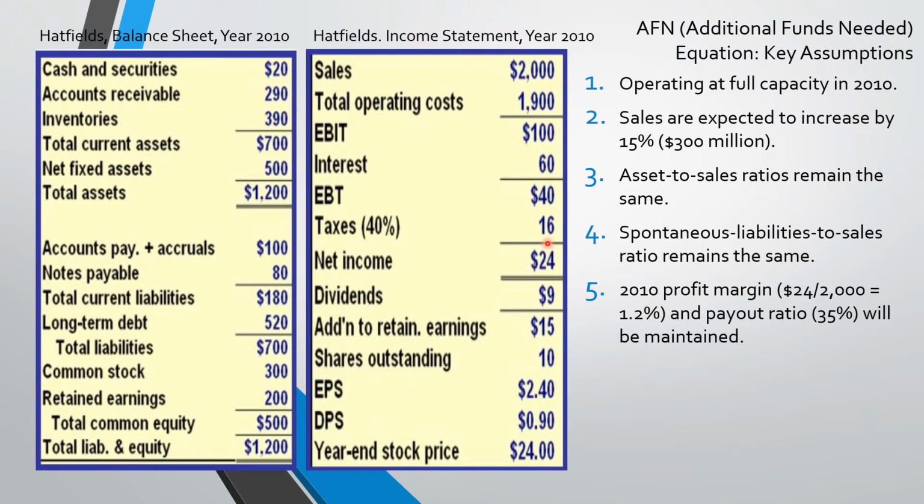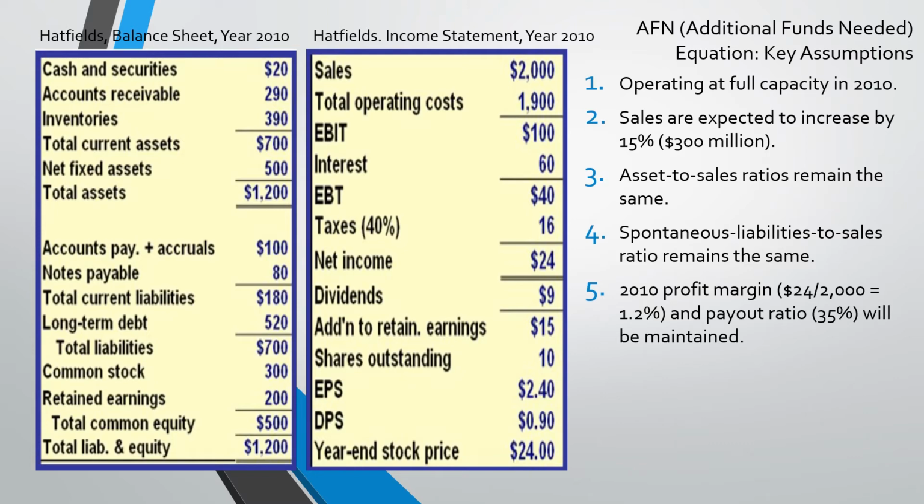We have here the Hatsfield balance sheet of year 2010 and income statement in year 2010. For the AFN, or additional funds needed equation, we have a short exercise for this example. First, assume that the firm is operating at full capacity in 2010. Second, assume that sales are expected to increase by 15% or 300 million. Third, the asset to sales ratio remains the same, and also the spontaneous liabilities to sales ratio remains the same.